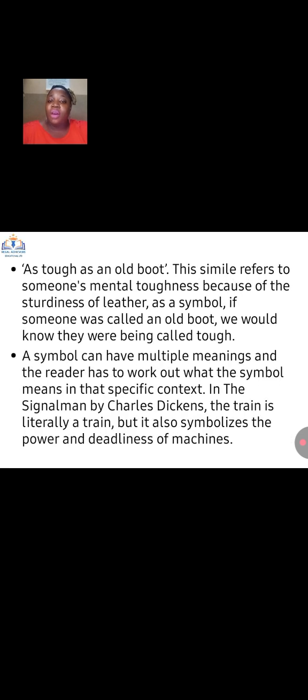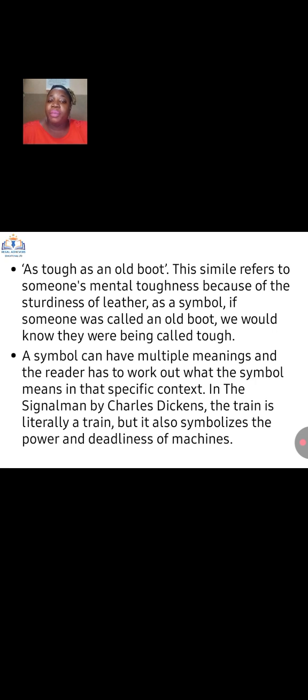As tough as an old boat. This similarly refers to someone's mental toughness because of the sturdiness of leather. As a symbol, if someone was called an old boat, we would know they were being called tough.